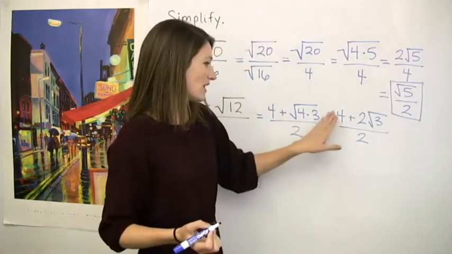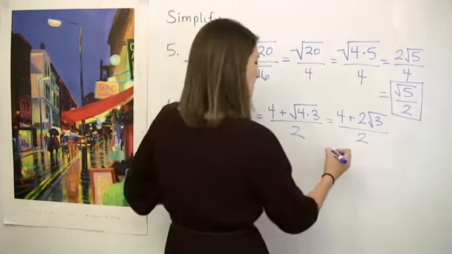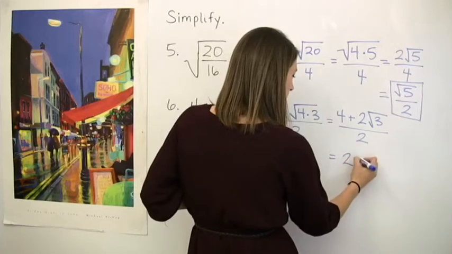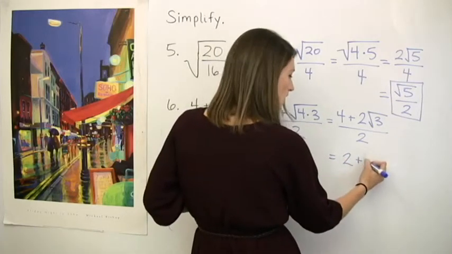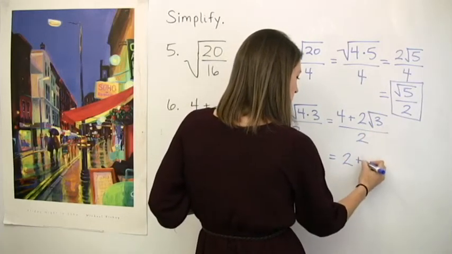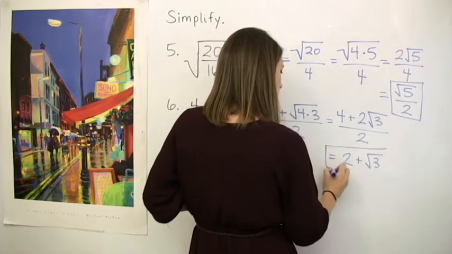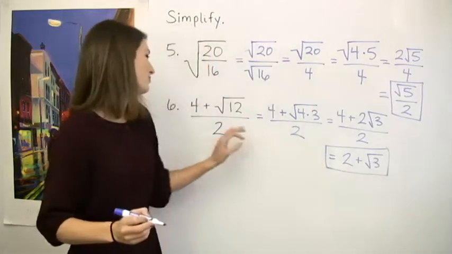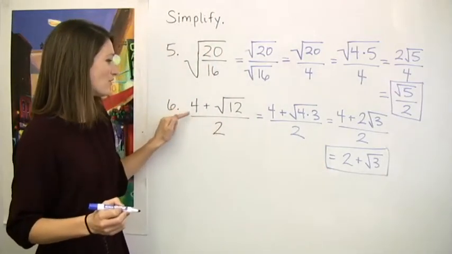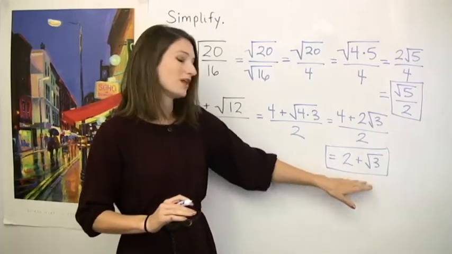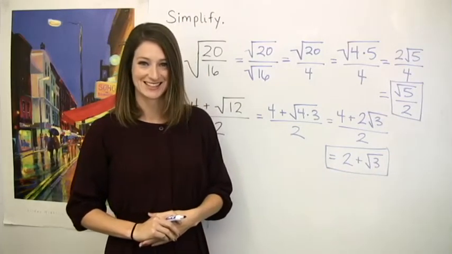Now we need to divide out our common factors, so we have 4 divided by 2 is 2, and then 2 divided by 2 is 1, so it's just 1 times the square root of 3, which I'll just write as the square root of 3. So our answer for our second problem here, if we were to simplify 4 plus the square root of 12 all over 2, we'd get 2 plus the square root of 3.